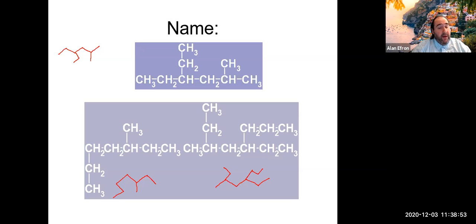If you have more than one of the same group in a compound, you use prefixes like di for two, tri for three, tetra for four. Any questions on any of that stuff that we talked about?